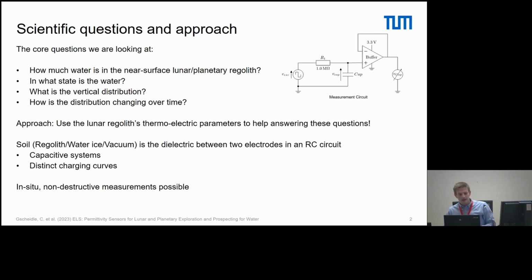And so basically we just looked at a very simple RC circuit, which you can see here on the slide, and used the regolith as our dielectric material for the capacitive element here. If we apply a potential over the regolith, we get a distinct charging curve. And yeah, so hopefully we can measure how much water is in there and what state it is. We can do that on the surface and in a more or less non-destructive measurement.